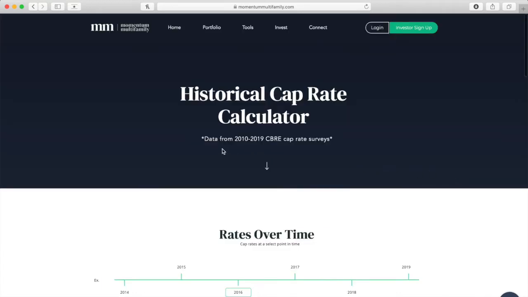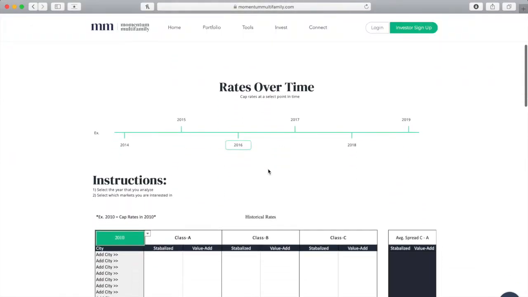Just a real quick note, all the data that makes up this tool is from the 2010 to 2019 CBRE cap rate surveys. Every year they put out a new survey for all the different tier 1, 2, and 3 markets that they've identified throughout the country. And this tool comprises all the data within those surveys. So it's over 4,200 data points across the last decade. So it's a very comprehensive tool that can really help you understand different markets and understand what to likely expect cap rates to do into the future.